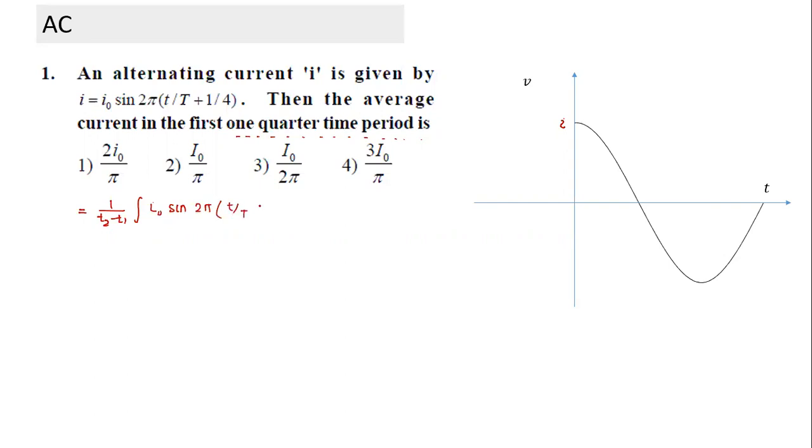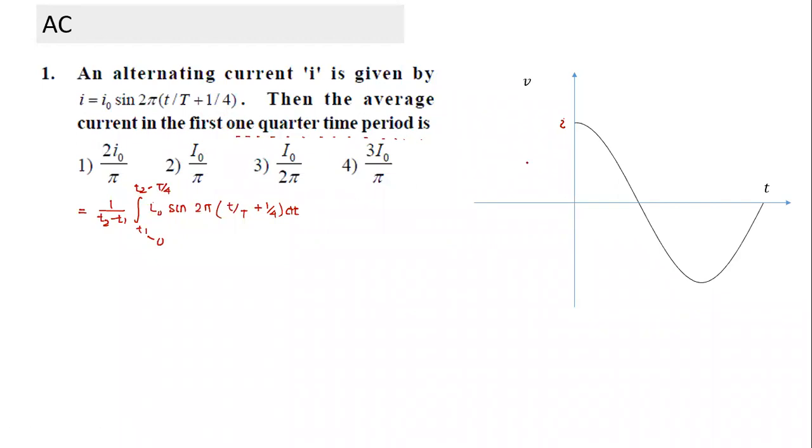You can use the formula. In that case, what I'll substitute here, this part will be T1 and T2. So in this case, what will we substitute here in place of T1 and T2? I'll substitute 0 and T by 4. Okay, I can do that, 1 quarter.